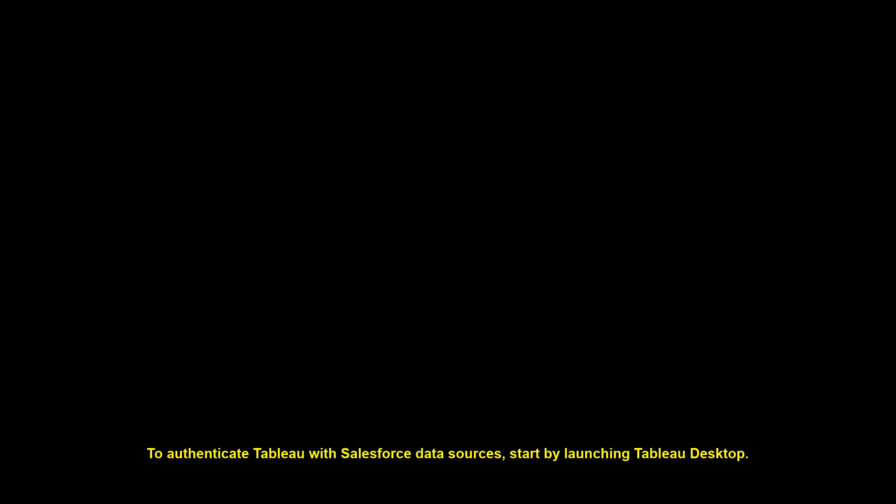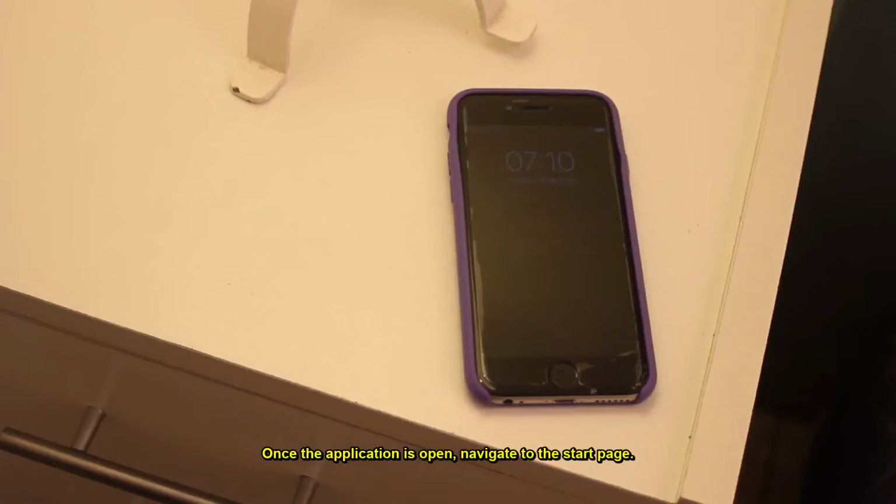To authenticate Tableau with Salesforce data sources, start by launching Tableau Desktop. Once the application is open, navigate to the Start page. Select Connect from the left sidebar. In the To a Server section, look for the Salesforce option and click on it.